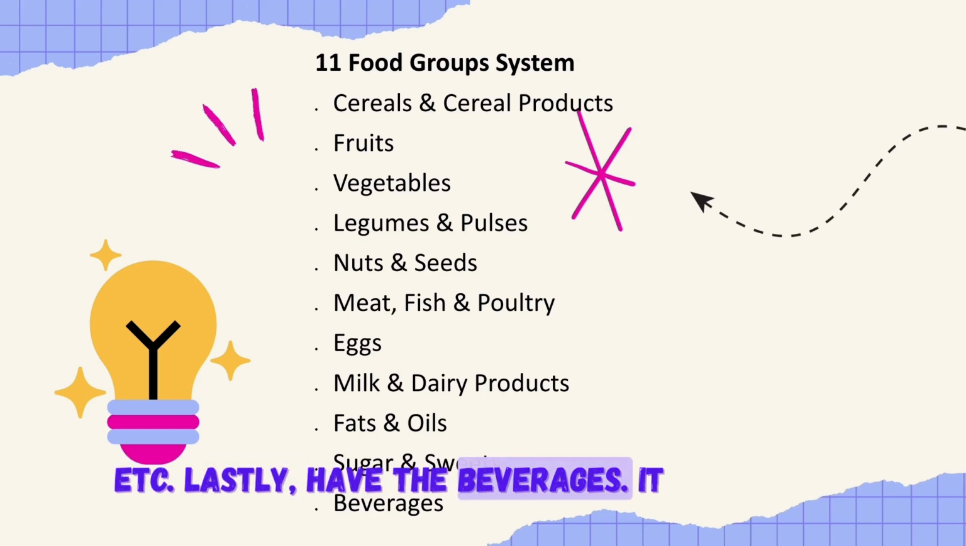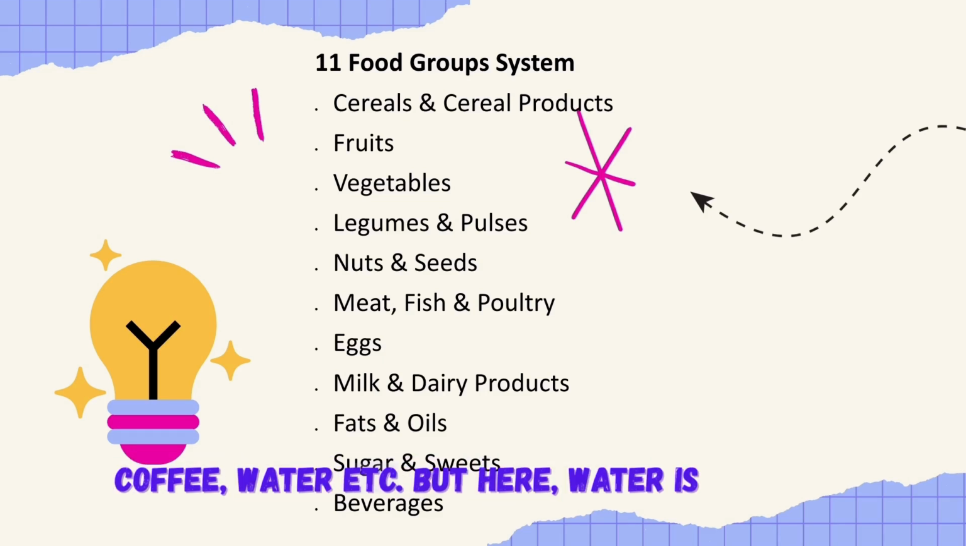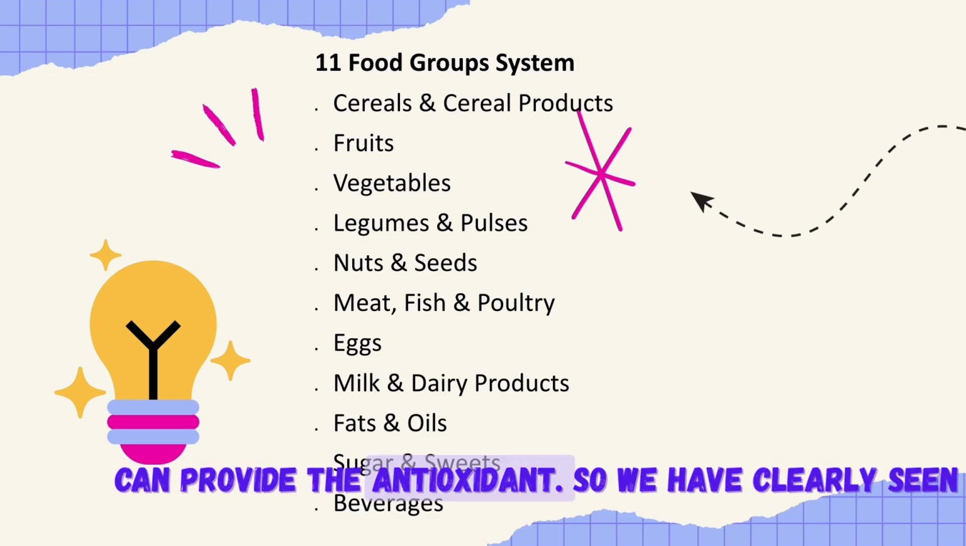Lastly, we have the beverages. It includes all the fruit juices, tea, coffee, water, etc. But here, water is essential for hydration, while tea and coffee can provide antioxidants.